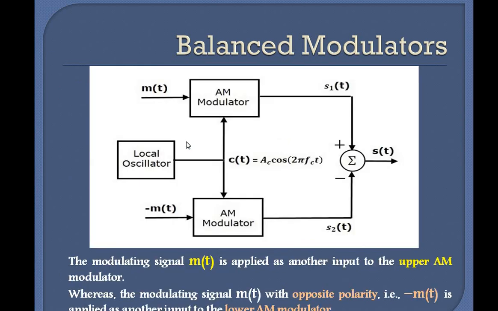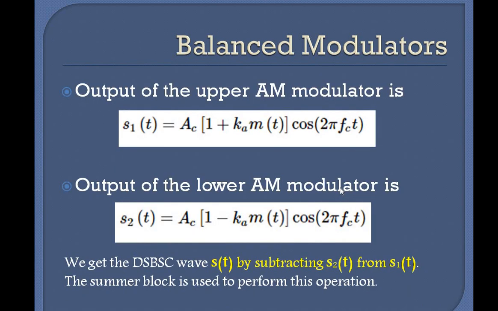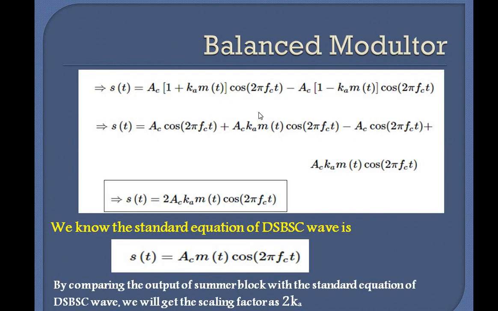Now what you have to do after this is give it to a summer block. It will be doing the subtraction process, the minus operation, so as to get this DSBSC wave. This S of t is nothing but the combination of both your upper modulated signal and the lower modulated signal. That will be subtracted to get this, and the block you are using over here is the summer block. So the equation for your balanced modulator will be given in terms of the subtraction of the upper modulator and the lower modulator outputs. Correct? So what is S of t?